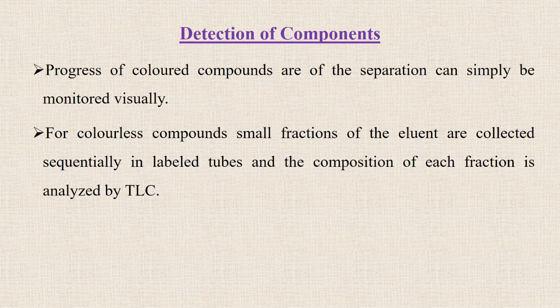Then the detection of components. There is no problem to detect the colored substances, as these can be simply visualized. But for the colorless compounds, small fractions of the eluent are collected in sequence in different test tubes, and then the composition of each fraction is analyzed by TLC. The tubes or fractions which give the same Rf values, or the same spots in TLC, are collected in one beaker or vessel, the collecting vessel.